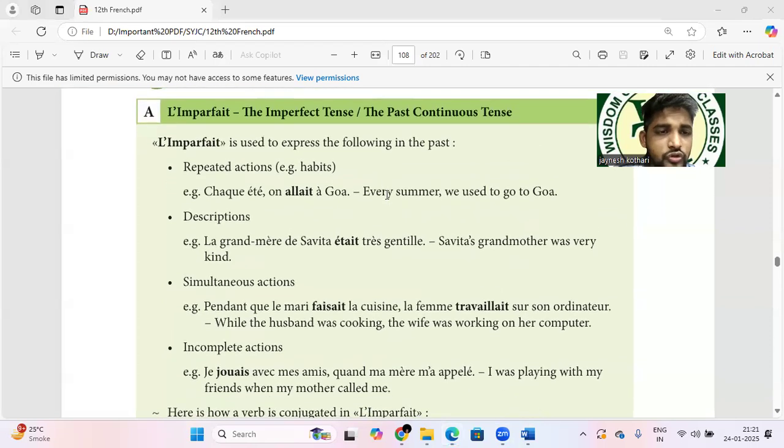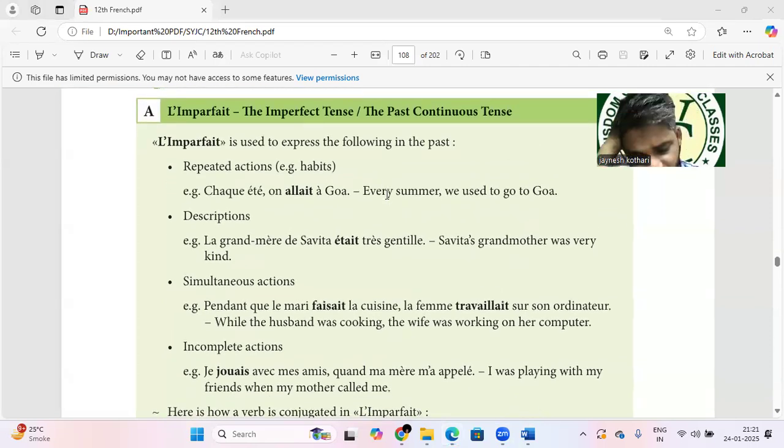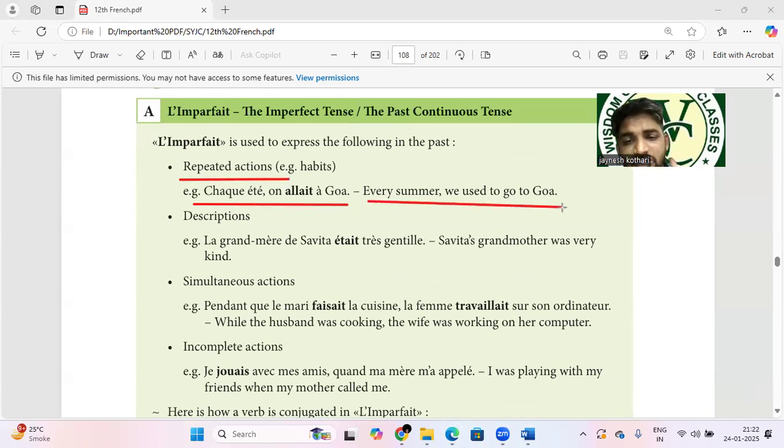Students, now when do you use imparfait, the past continuous tense? You don't have to think much of it because in your board exam they will indicate whenever you have to conjugate the verb in imparfait. But going through these sentences is really very important. First one: Chaque été, nous allions à Goa. Every summer we used to go to Goa. Please look at the English translation. We used to go. It has to be the past continuous tense.